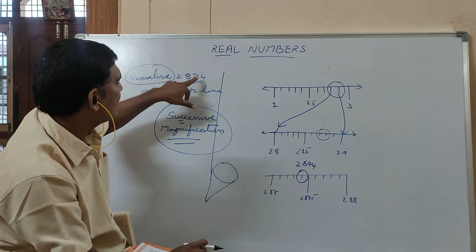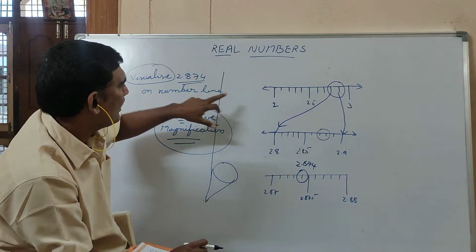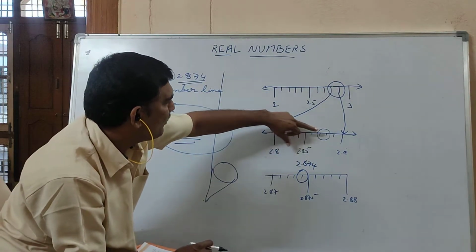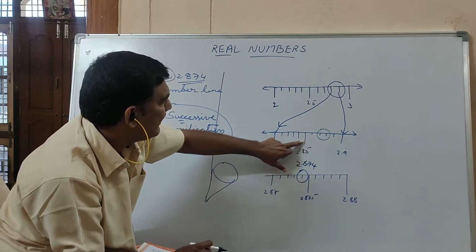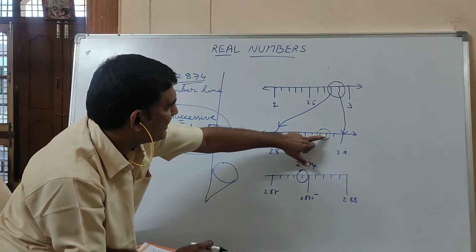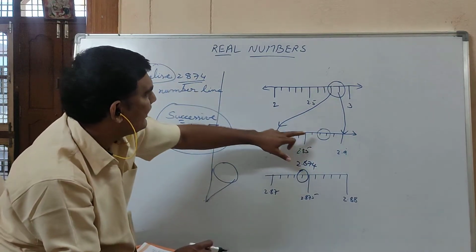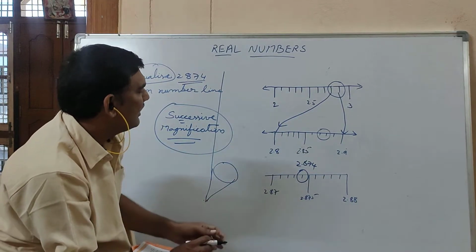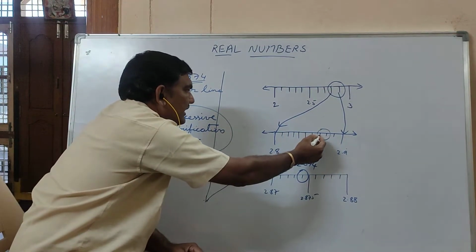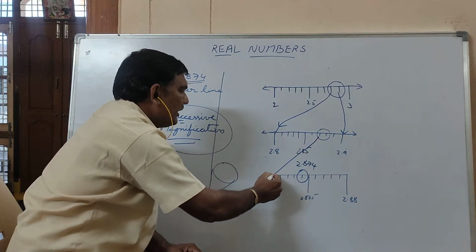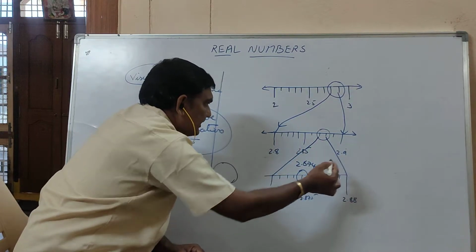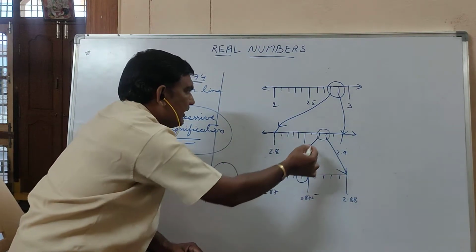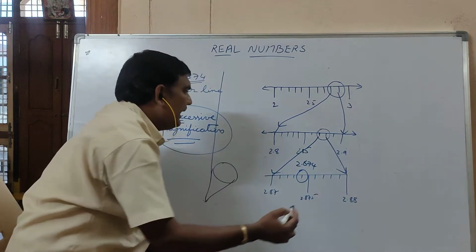Again see the question, 2.874. It lies between 2.87 and 2.88. This is 2.87, this is 2.88. So we give one magnifying lens here, and this grading came to here and this went to this side like this. With the arrow marks, this line we represented as 2.87, and this line we represented as 2.88.